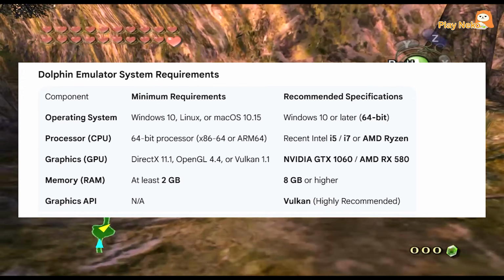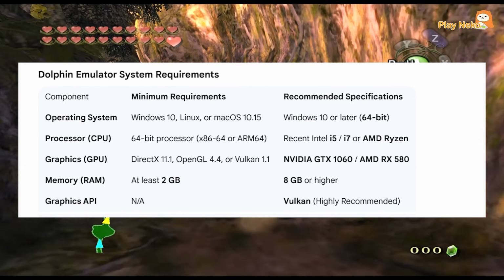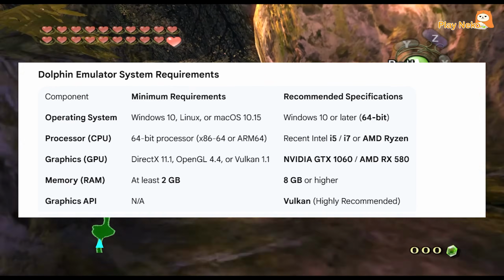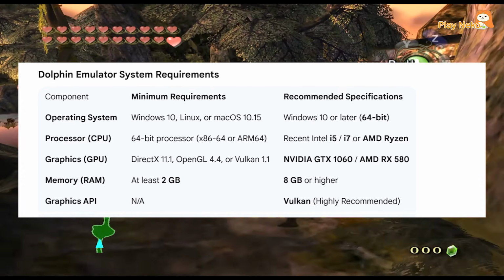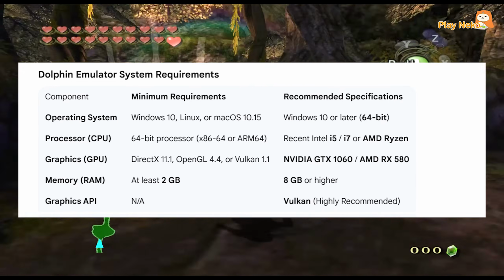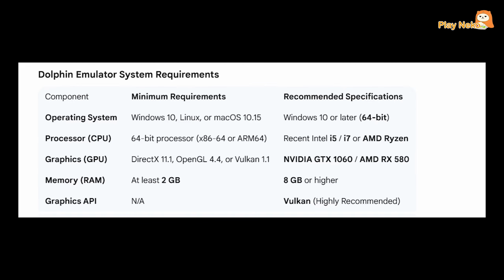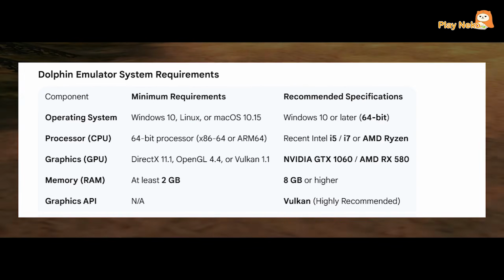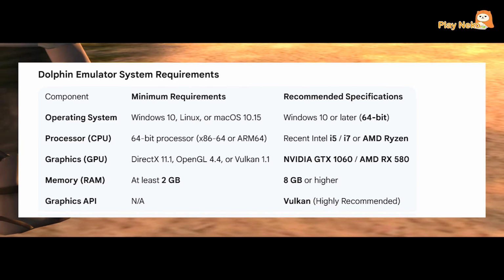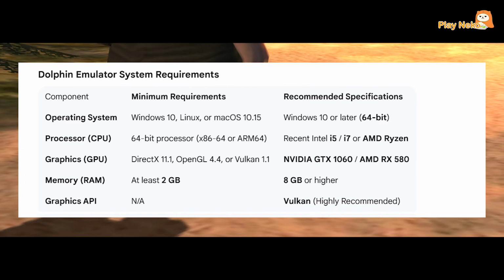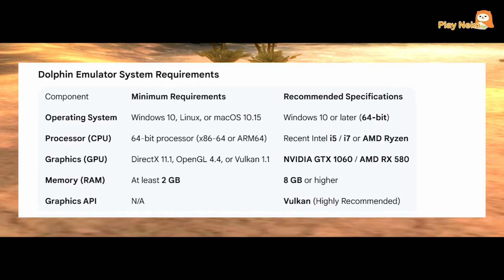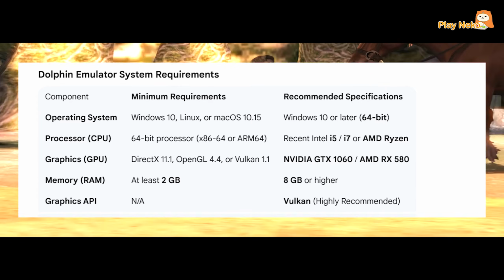For graphics, an NVIDIA GTX 1060 or AMD RX 580 is ideal for 1080p resolution. You should also have at least 8 GB of RAM to prevent stuttering. Finally, always use the Vulkan API for the best results on modern hardware. For more details, you can refer to the image on your screen.